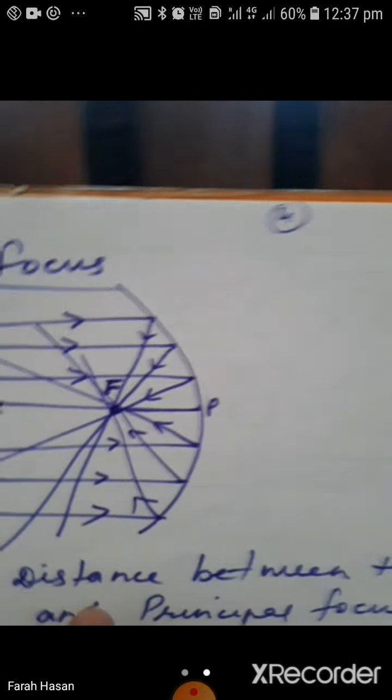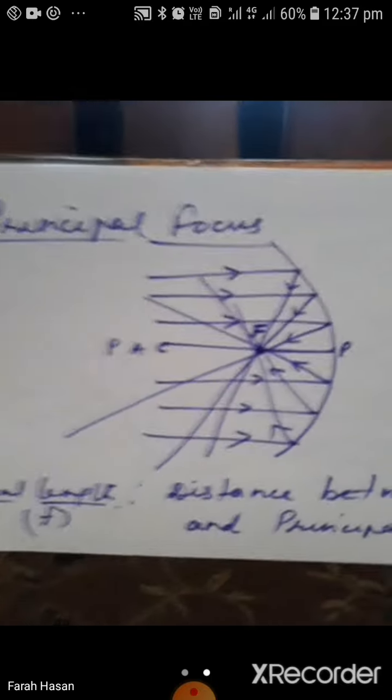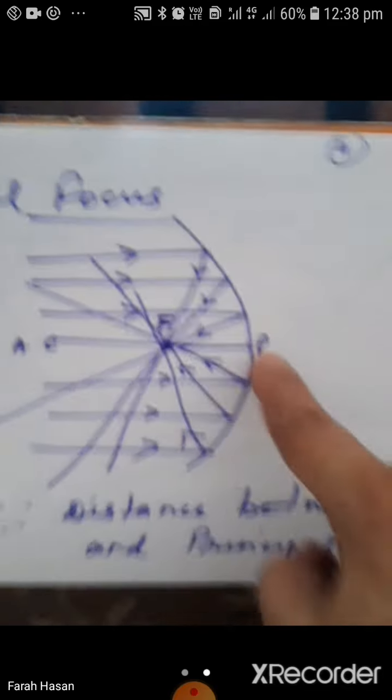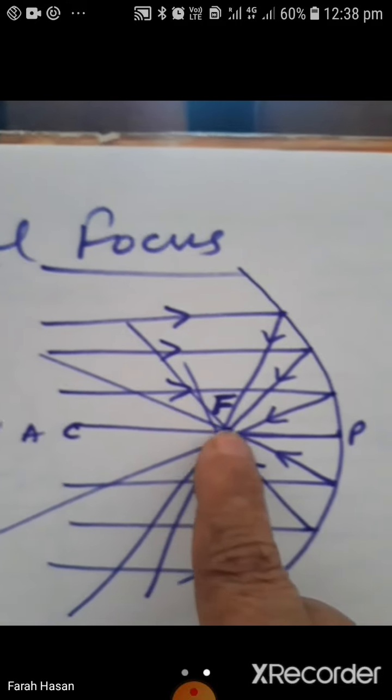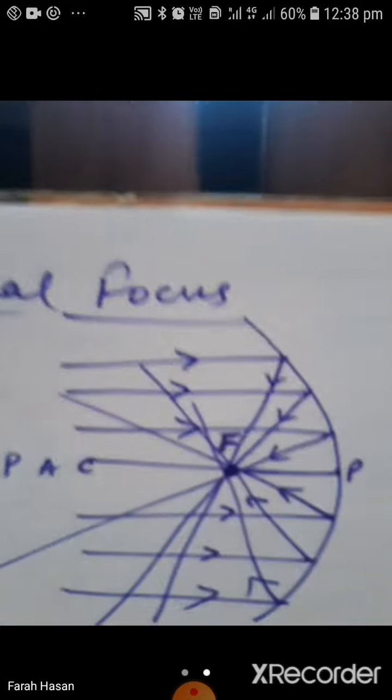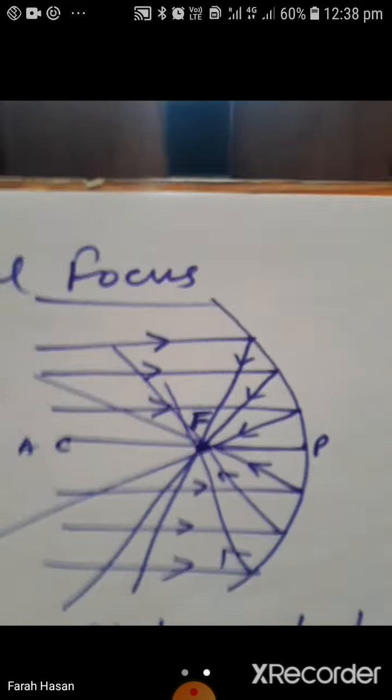Right. Now the next term is focal length. What is focal length? Focal length is the distance between the pole and principal focus. This distance between the pole and the principal focus, this is known as focal length.